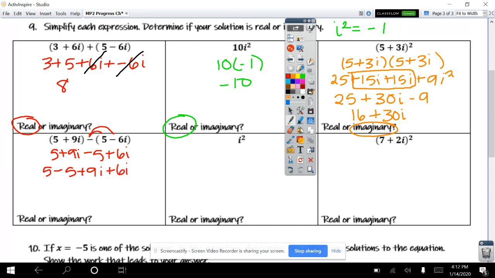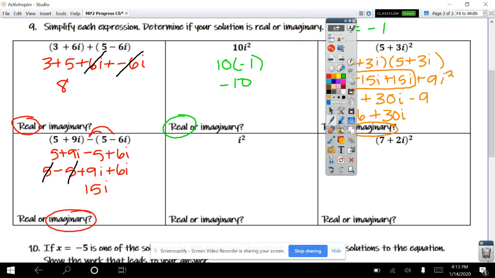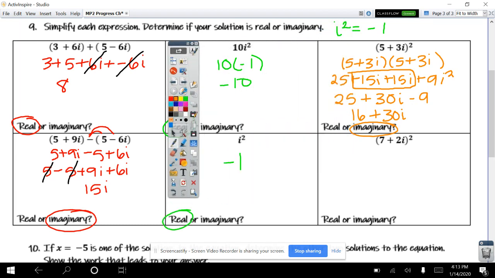So 5 minus 5 cancels out. And then 9i plus 6i is 15i, so we're left with something imaginary. i squared, I already wrote this at the top, i squared is equal to negative 1, so that's real. And then our last one is another squared, so I'm going to rewrite it as 7 plus 2i times 7 plus 2i.